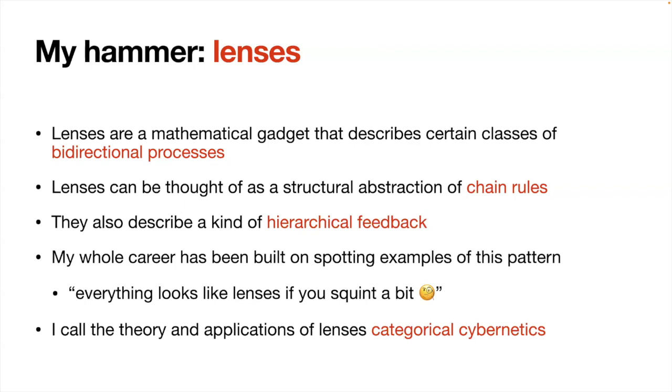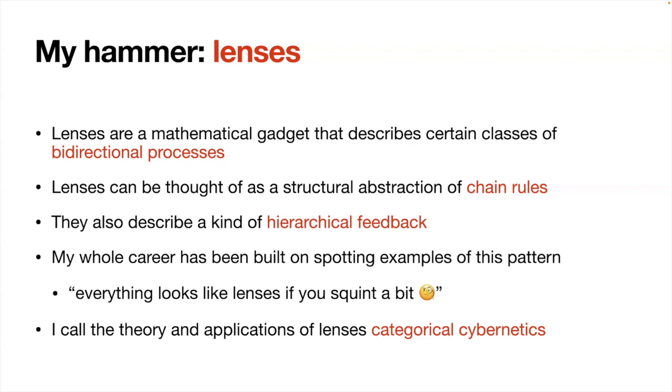So I want to talk about a particular mathematical structure: lenses. This is my hammer. My entire career for the last 10 years has been spent looking at things and saying, oh, this is lenses. I use this emoji whenever I say this. Lenses are a mathematical gadget that describes a certain class of bidirectional processes. These are processes that can run forwards and backwards, but in a slightly specific way. You can think of them as a kind of structural abstraction of the chain rule. The chain rule gives an important example of a class of lenses. They also describe a kind of hierarchical feedback, and I'll hopefully say more about what this means later.